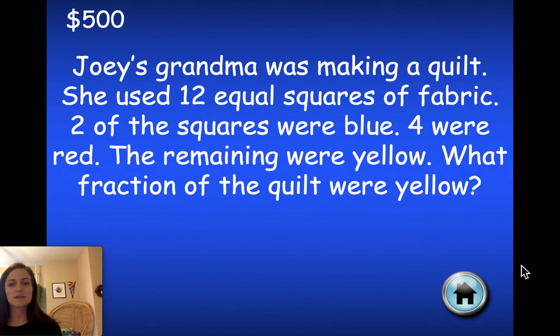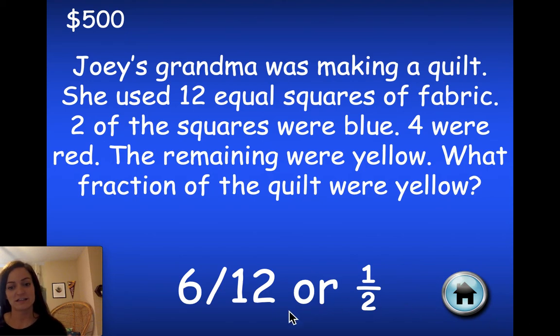Joey's grandma was making a quilt. She used 12 equal squares of fabric. 2 of the squares were blue, 4 were red, and the remaining, or the rest, were yellow. What fraction of the quilt were yellow? Okay, so hopefully you can figure this one out. Go ahead and click pause, push play when you have found your answer.